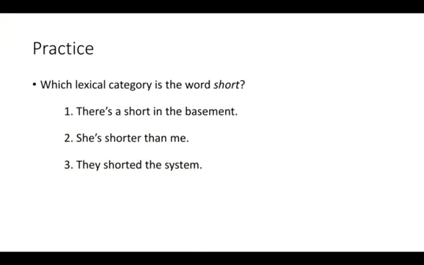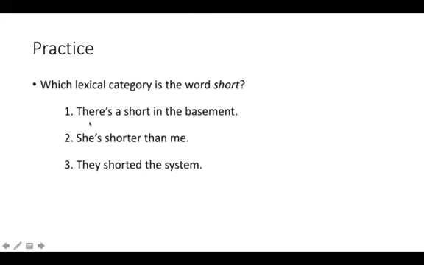So, some practice. Let's try and identify the lexical category of the word short in the following sentences. There's a short in the basement, she's shorter than me, they shorted the system. The only way to do this is to use our diagnostic criteria, our syntactic tests. So in the first sentence, there's a short in the basement. We might say that short here is a noun because it's preceded by the determiner a. And it's also got a preposition between it, short, and the next noun, basement. This word here, in.